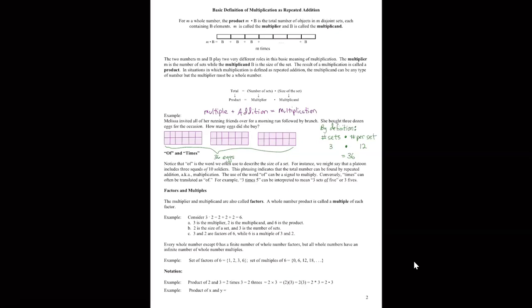Times can often be translated as "of," yeah, but 3 times 5 can be 3 sets of 5 or 3 5s. But if you see the word times in the problem, unless you're talking about a clock, it's going to mean multiplication. So there are some that you can rely on, but there's some that you've got to be really careful about, right? Factors and multiples.